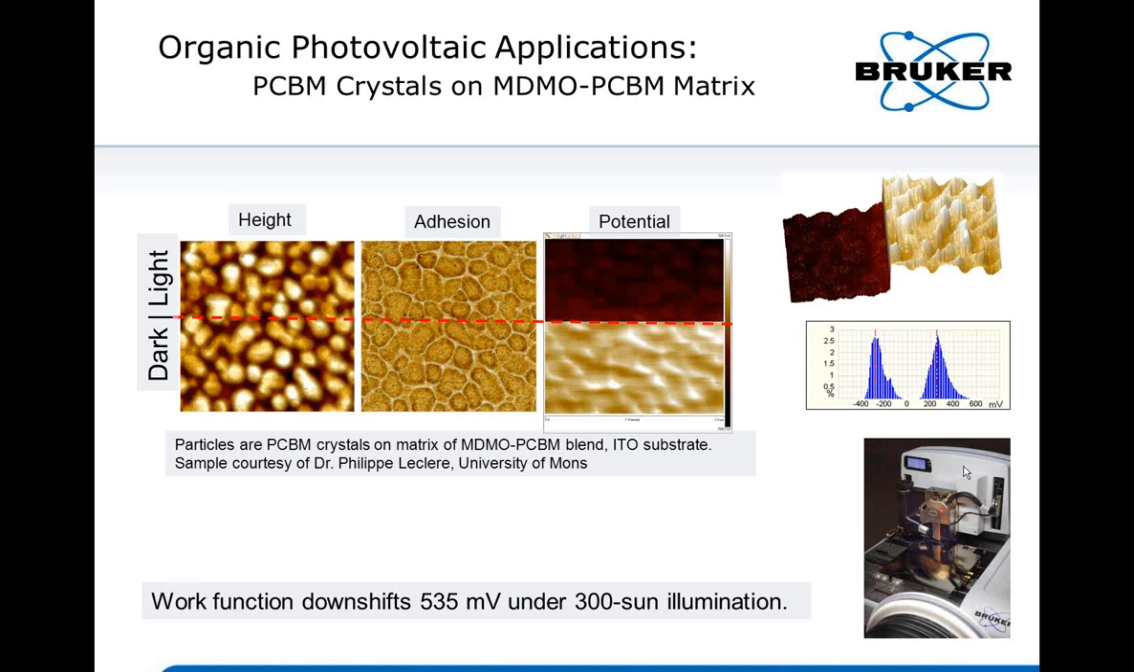By the way, it's done in a glove box. It has to be in a glove box. And there's an illumination setup there, which was just released.